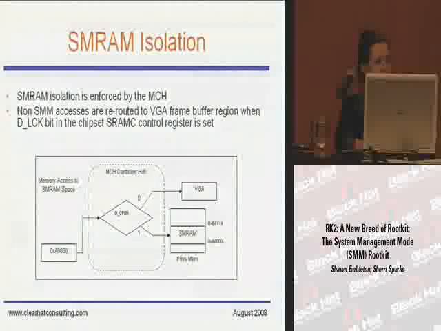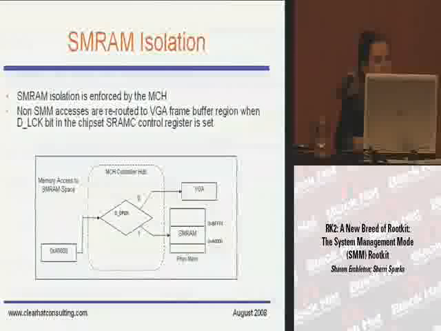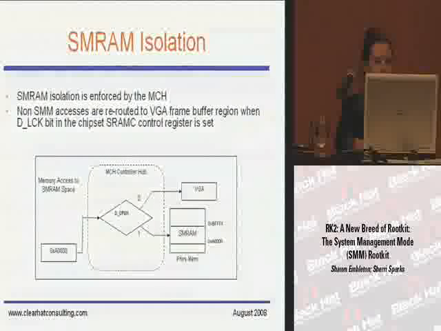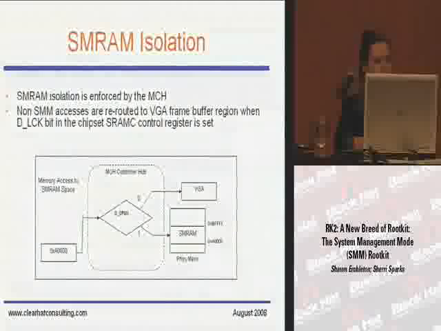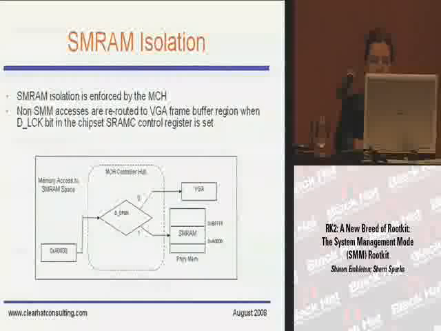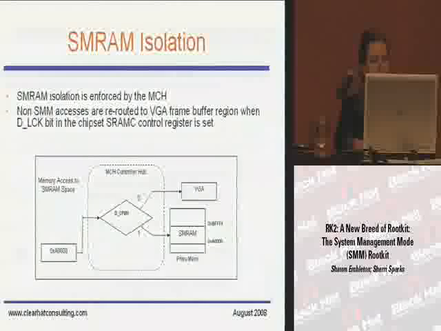When a memory access to SMM occurs, the MCH looks at that address on the bus, the value of the system management mode control register, the D_OPEN bit, and another bit called D_LCK, and sees if that access is allowed. If the access is allowed, then that memory access goes through and you're able to read the actual contents of SMRAM. If the MCH determines that the access is not allowed, then it reroutes the memory access to the VGA frame buffer region.